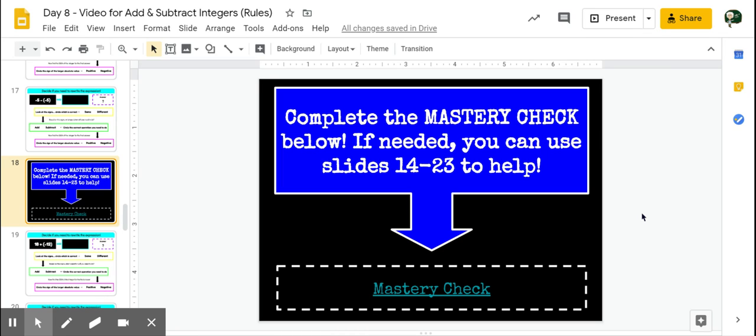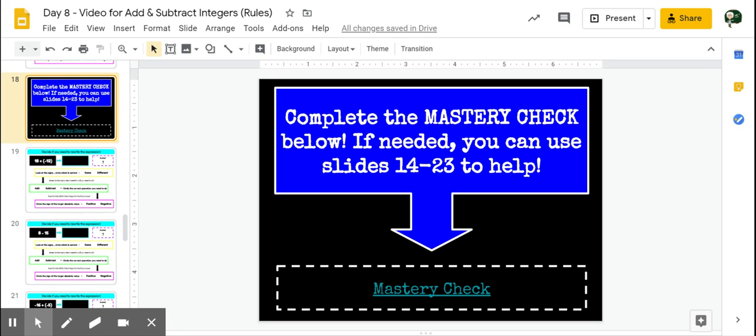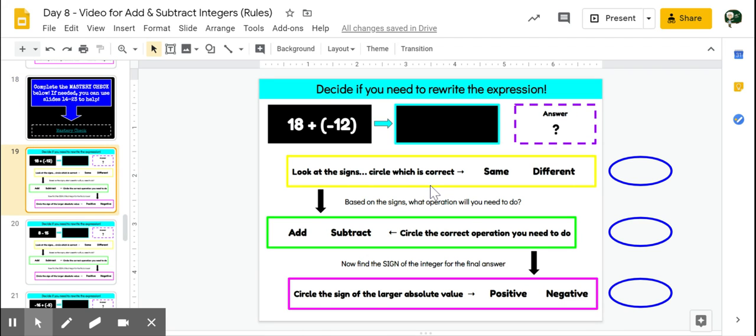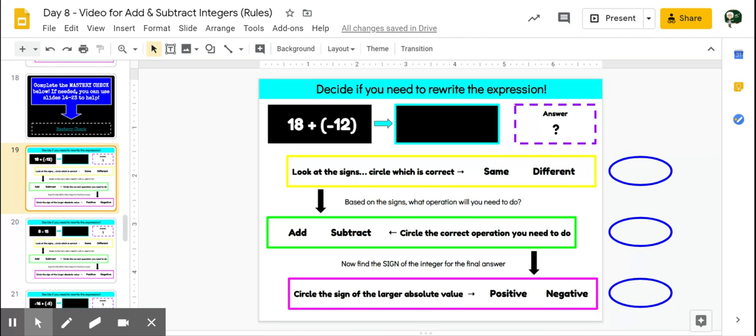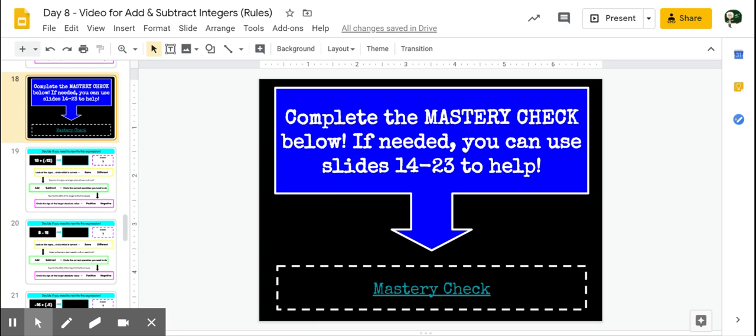However, if you felt that using these slides and these rules were helpful, after this link for the mastery check, you'll see that all of the problems from your mastery check are there. So you can use these slides to help you. Or if you want to use pencil and paper or you have another method, then you are welcome to use those methods as well. But make sure that you finish up your mastery check.